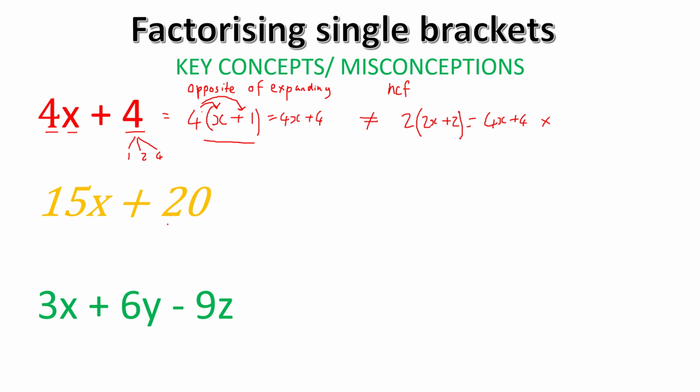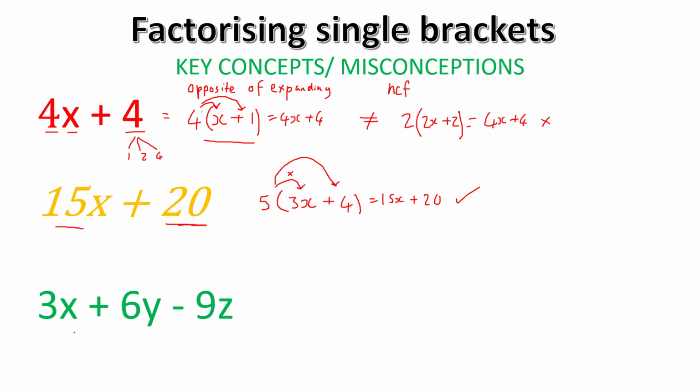So the highest common factor between 15 and 20 is 5. So we're actually practising the highest common factor skills here. So 5 times what makes 15? That's 3. So to get that to become 15x, you just put the x there. Now 5 times what makes plus 20? It is plus 4. Double check by expanding it back. That's going to be 15x, and 5 times 4 is plus 20, so you know you're correct.